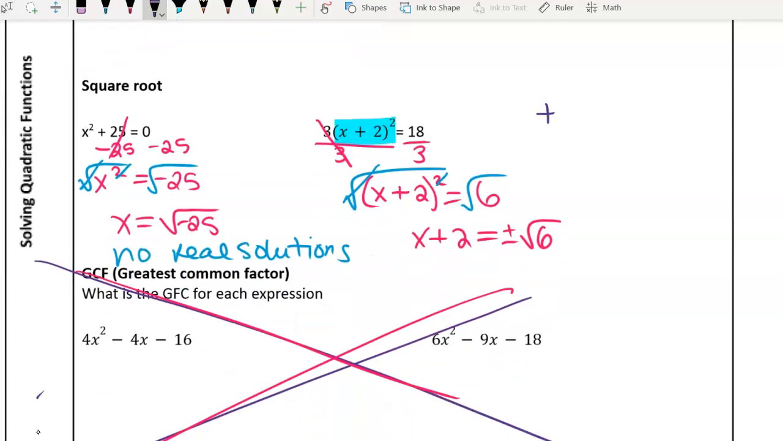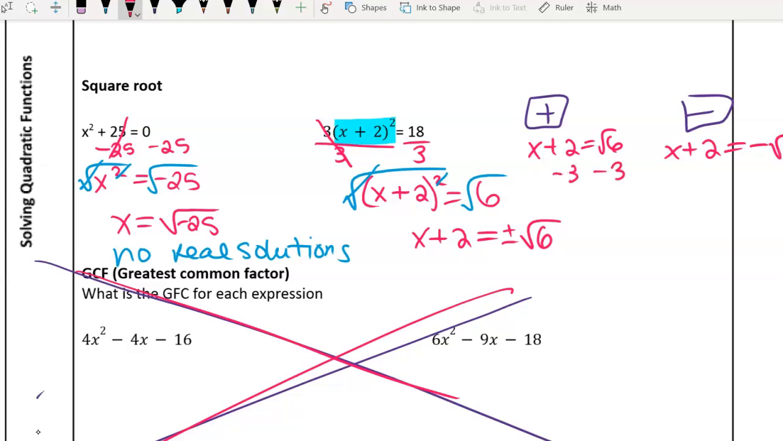I'm running out of space, so I'm going to continue up here like this. So we have x plus 2 equals the positive square root of 6. Sorry, it looks kind of negative. And then over here we have the negative square root of 6. Okay, so we're going to subtract 3 from both sides.